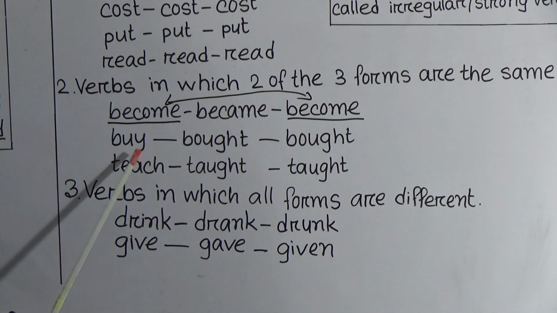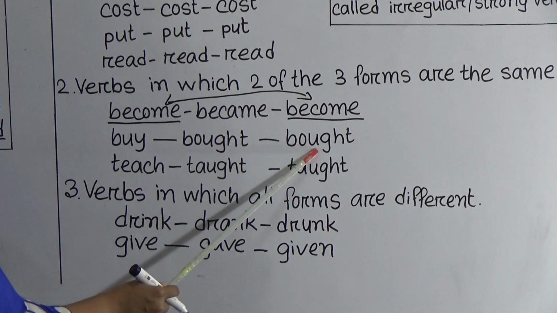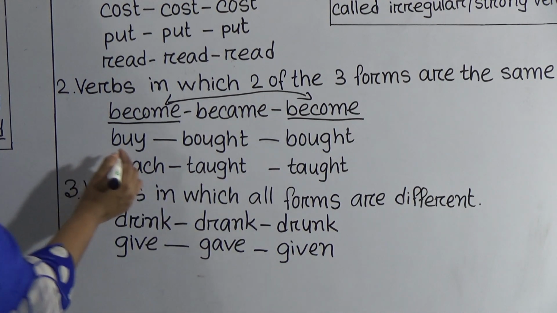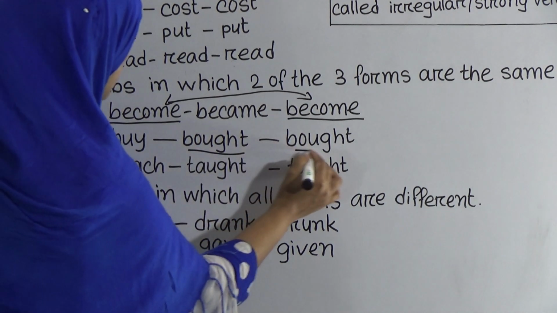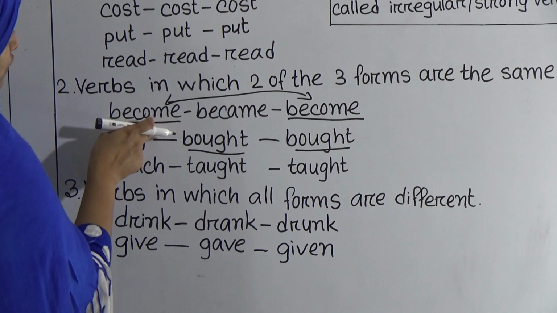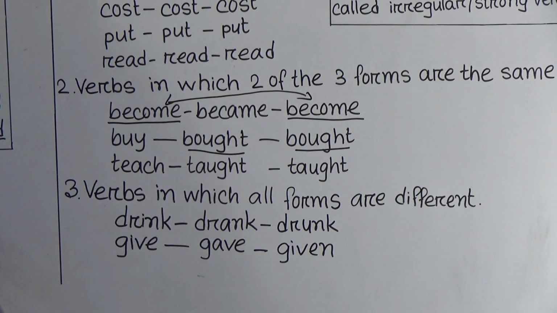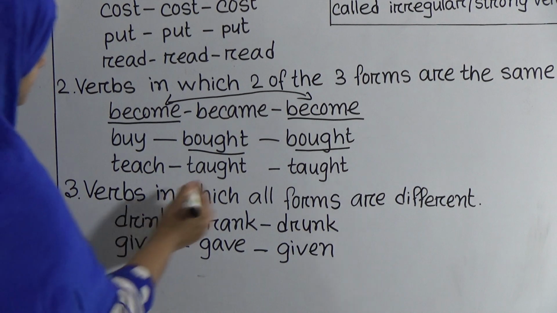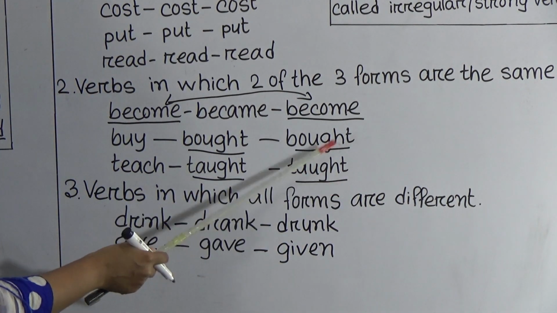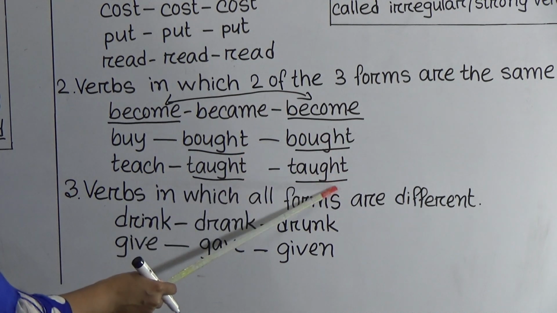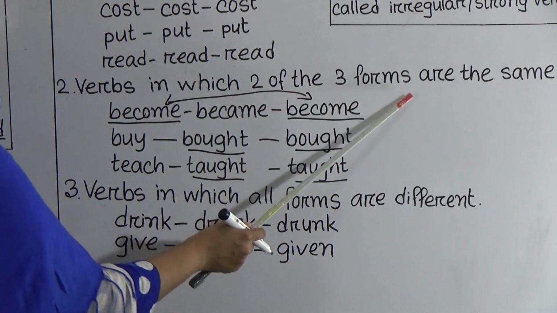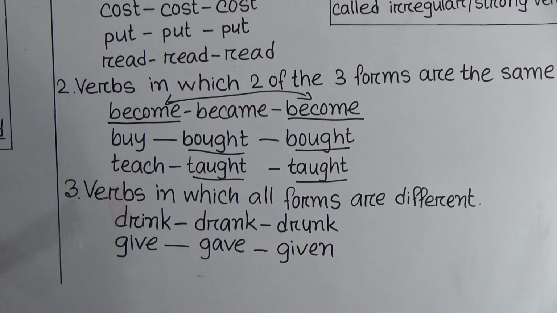And look, another example, buy, bought, bought, teach, taught, taught. So there we find similarity in these two, bought, bought. So here we have found the similarities between base form and past participle form, and in the next we have found the similarities in past form and past participle form. So the rule is verbs in which two of the three forms are the same are called strong verbs.